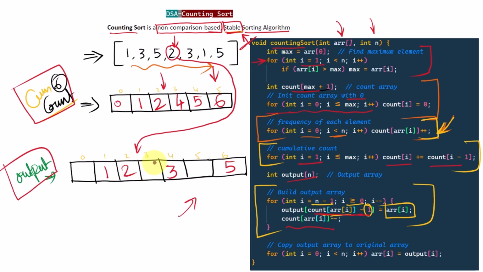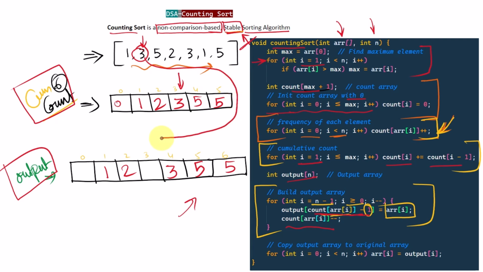Next we have 5, that means you have to look into the index 5, and then we have to reduce that by 1. So this count 5 means the 5 will be inserted at the index 5 of this output array. And next we have the value 3, that means you have to look into the index 3. We have to reduce the count. So the count 3 means the value 3 will be inserted at the index 3 of this output array.